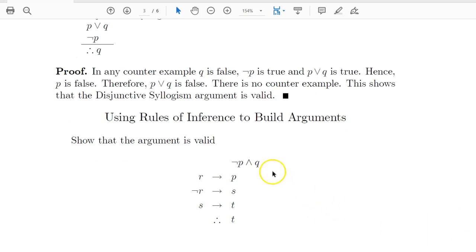Using rules of inference to build arguments. Show that this argument is valid. Not P and Q, if R then P, if not R then S, if S then T, and therefore T.